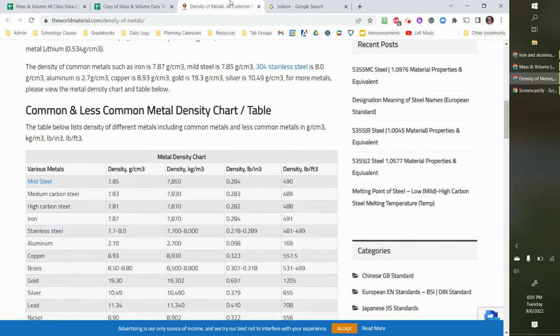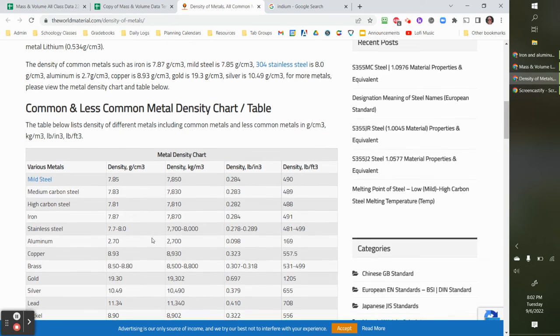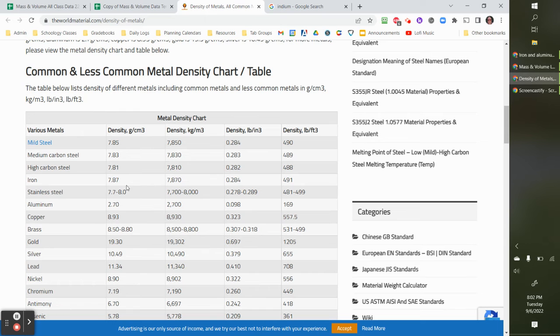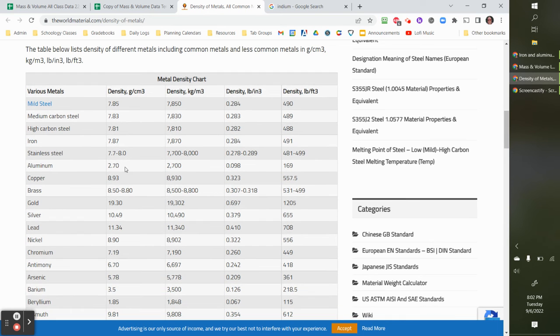And I found this was honestly the first thing that showed up when I Googled table of densities. And if I look down the density, grams per centimeter cubed, for a bunch of metals, the only one that's close to the density that I had is aluminum.